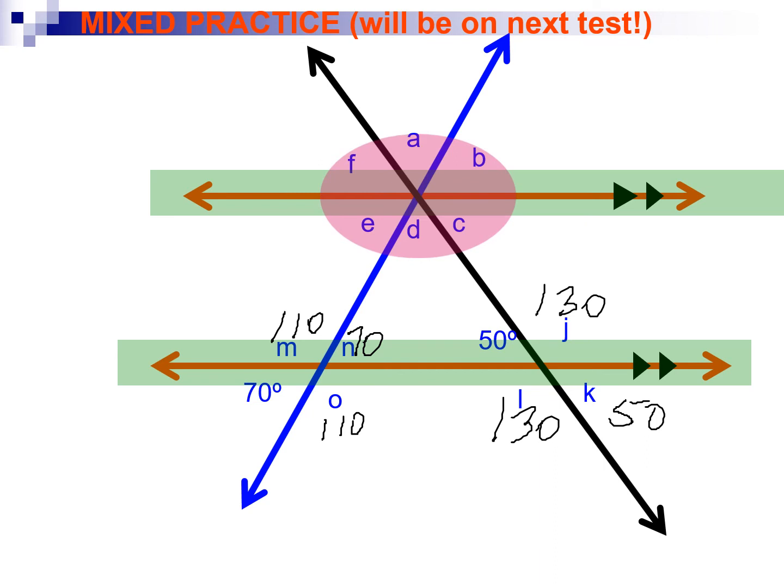But let's think about it for a minute. The 70 is on the bottom left. Where is it going to go when it jumps up there? Right there to E. What's going to be vertical? B.